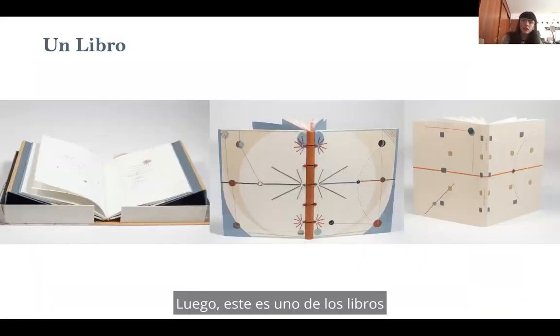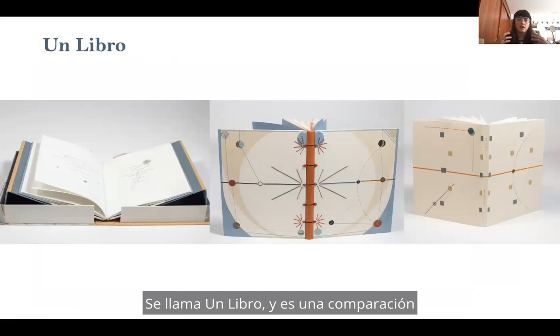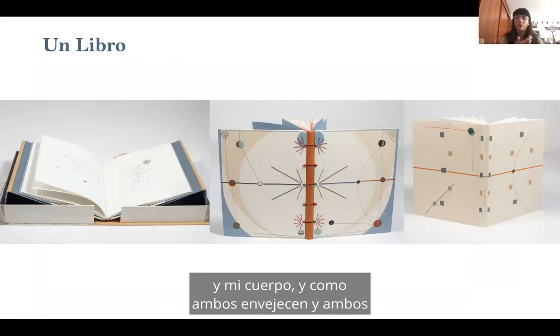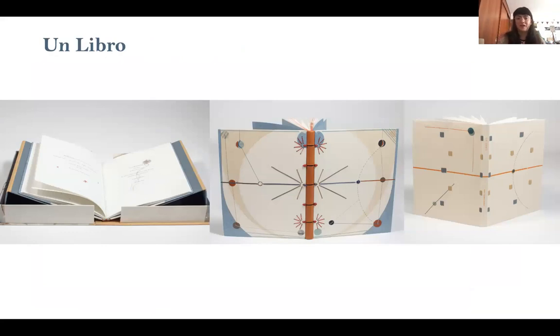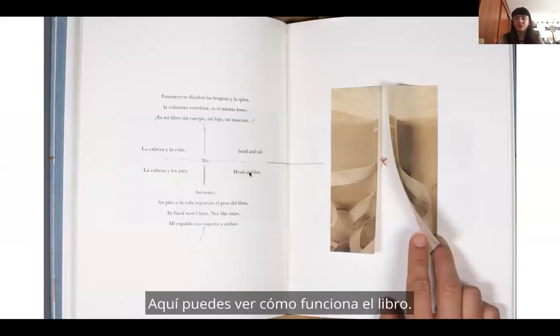Then this is one of the books I did this year for my thesis. It's called Un Libro, and it's a comparison and an ode to the body of the book and my body, and how they both age. We both take care of each other, etc. And the book was thought to be a score for the reader and a dancer. And so here you can see how the book works.